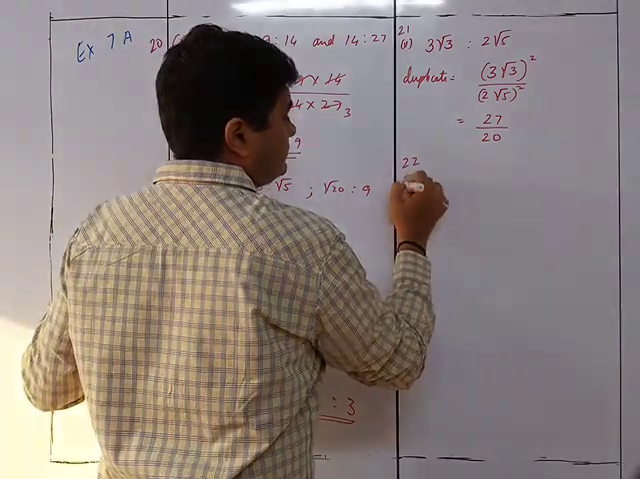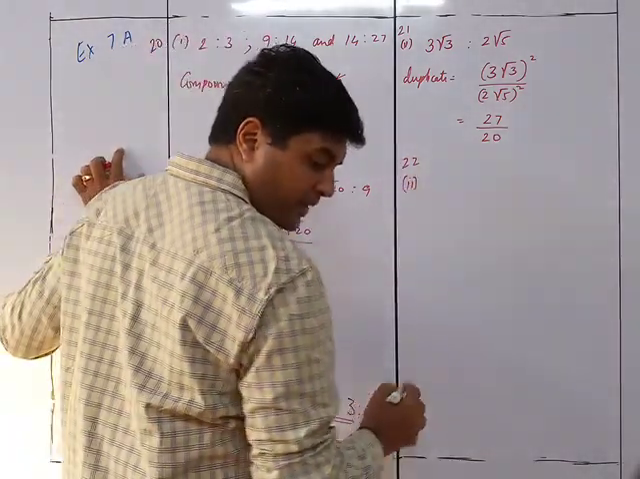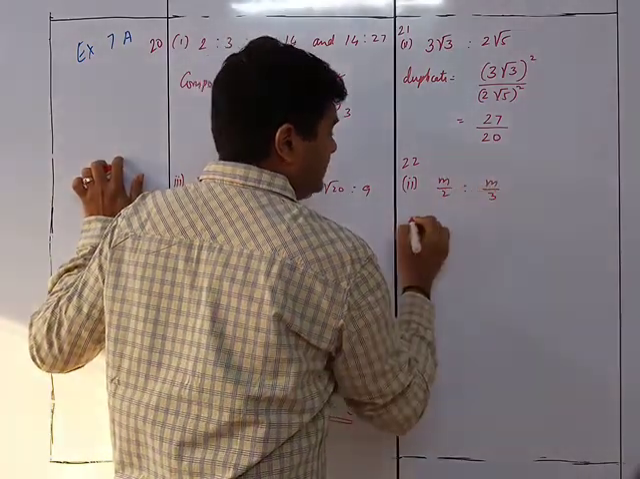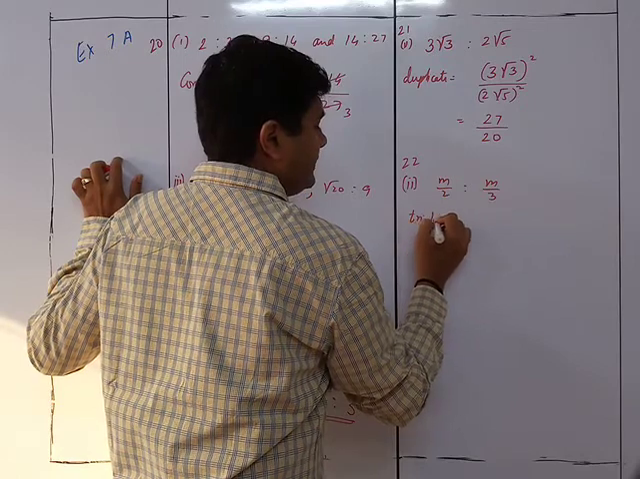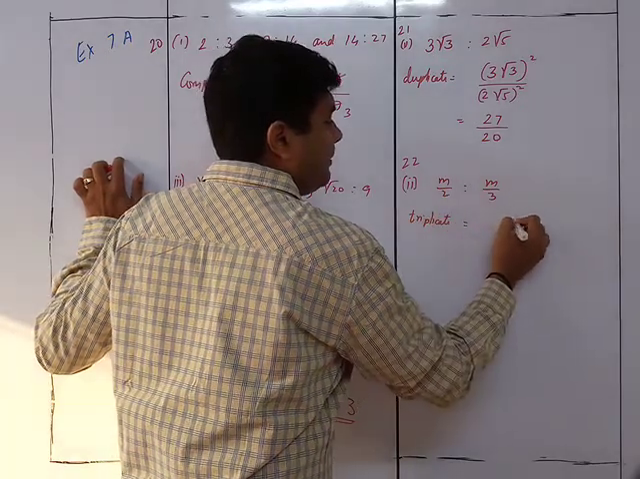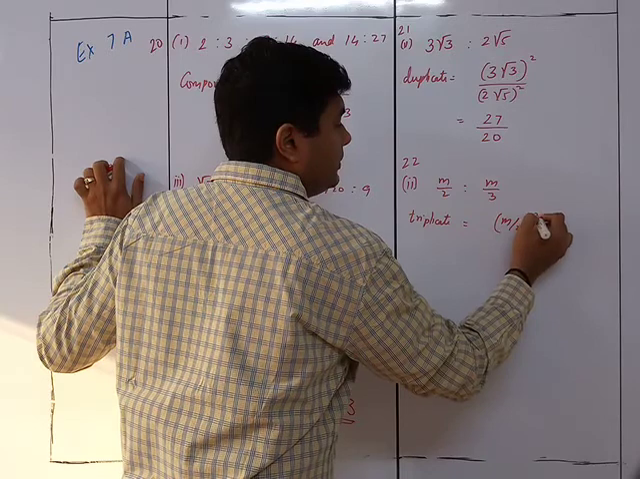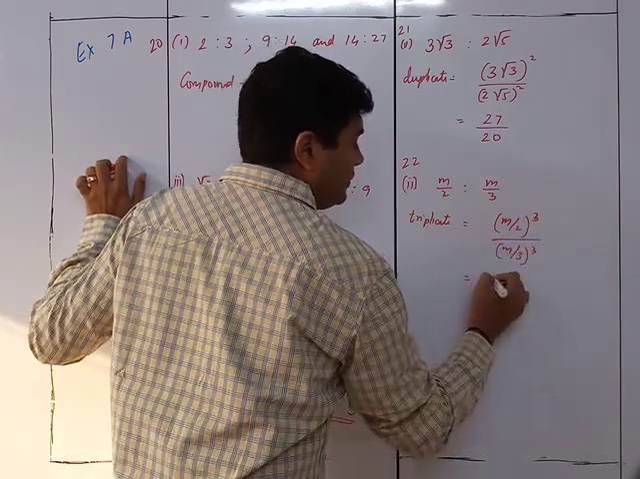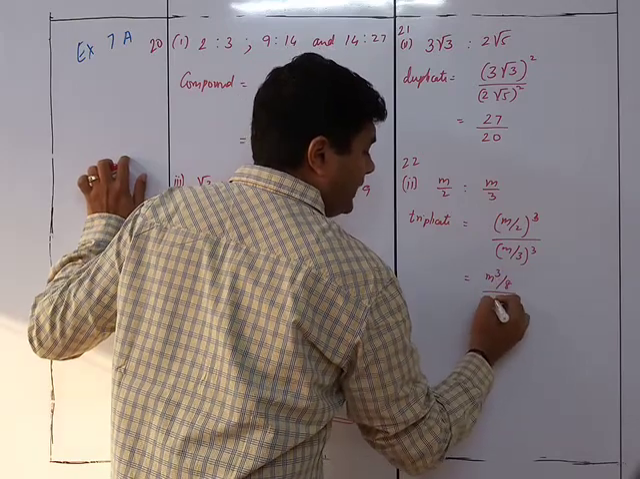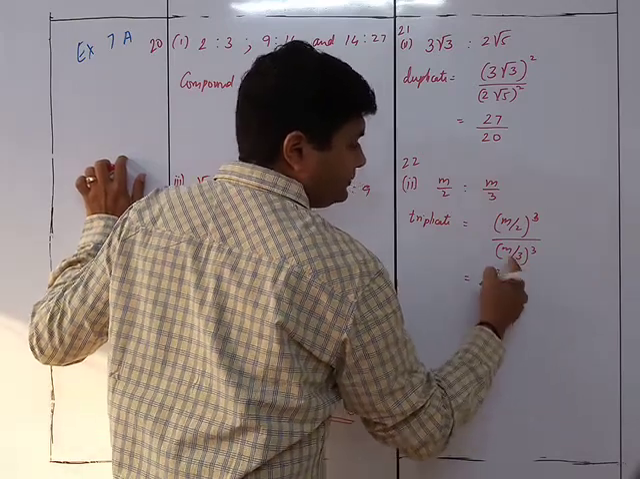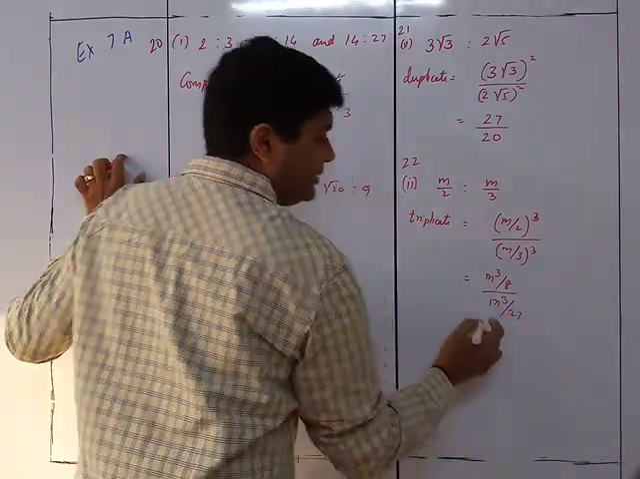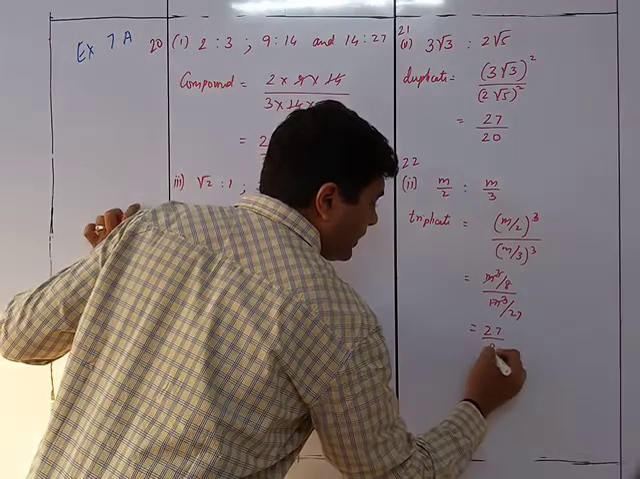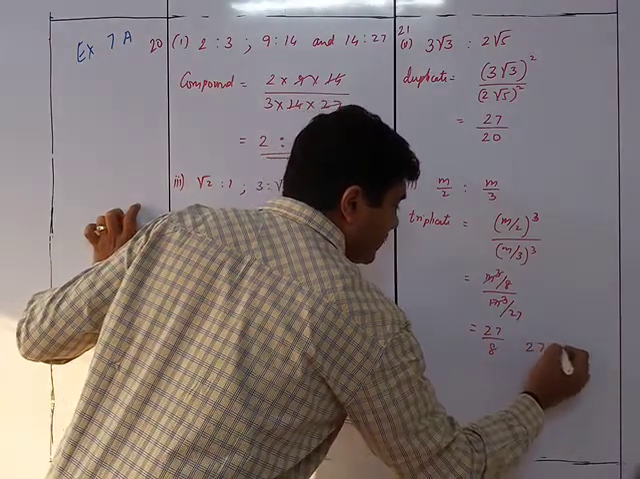22nd sum. Triplicate ratio of m upon 2 is to m upon 3. So triplicate will be equal to m upon 2 the whole cube upon m upon 3 the whole cube. That's m cube upon 8 upon m cube upon 27. M cube gets cancelled, so it will be 27 upon 8. So 27:8.